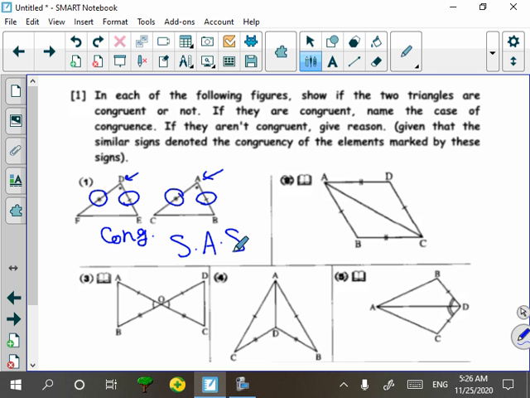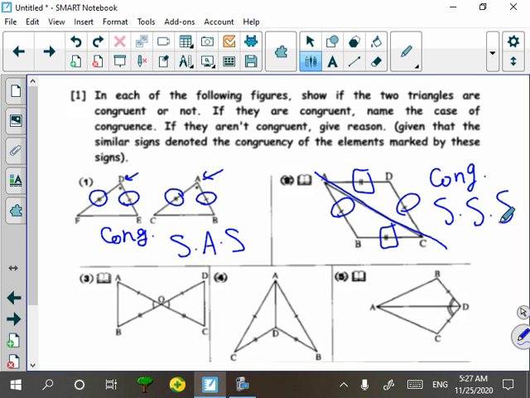Number two, in the second figure, we have triangles ADC and ABC. We note that AB equals DC and BC equals AD, and AC is a common side. Then the two triangles are congruent because of three sides, S.S.S. We can practice the rest at home, number 3, number 4 and number 5.